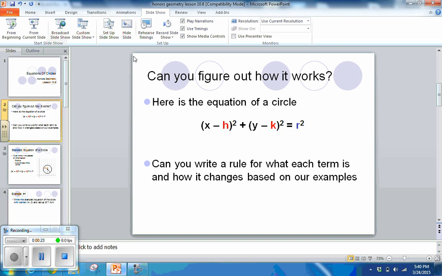I'm going to pull up a little interactive website that shows you exactly what h is, exactly what k is, and exactly what r is. Hopefully knowing that we're looking at a circle, you have an idea of what r is, and then the manipulative will just solidify your answer. So write this down, and then I'll go through this interactive website, and then I want you to try to write the rule for what each term represents, anything that you notice about the example, what each letter does represent, and anything that you notice with them.